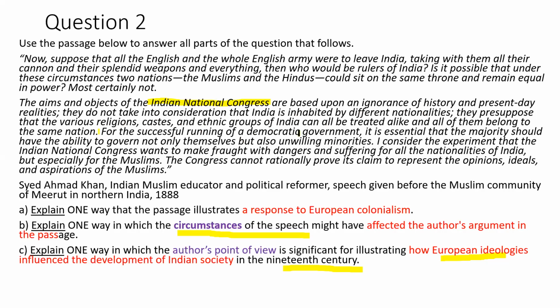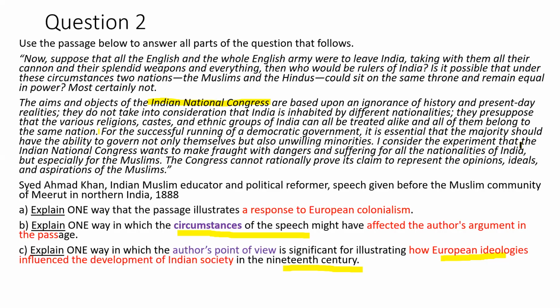For the successful running of a democratic government, again, that might be helpful, it is essential that the majority should have the ability to govern not only themselves, but also the unwilling minorities. In other words, for a democracy to work, the majority has to govern itself, but has to work with people who might not agree. Whether we like who gets elected president in this country or not, we accept the fact that they are legitimate.